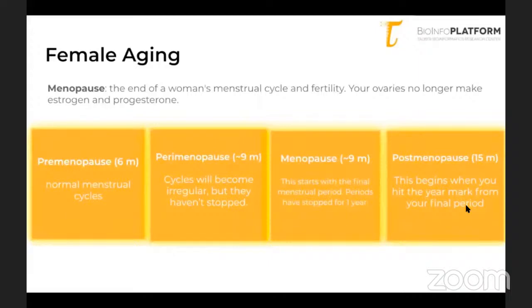Next, to talk about female aging for background information. Menopause is the end of a female's menstrual cycle and fertility, in which the ovaries no longer make estrogen and progesterone. And this does not happen just in humans, it happens in most mammals as well. So in this project, the data is collected from rats, and so we will be looking at the transitioning of menopause in rats.